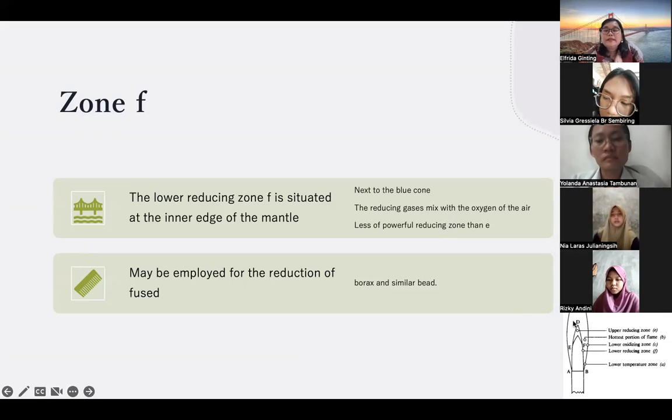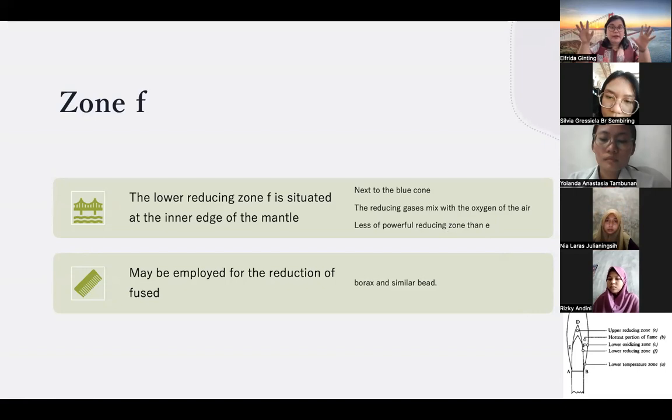Now, since this is outside, your oxygen is mixed with air. If the oxygen is mixing with air, it means the reducing ability of this F zone will be less, because the oxygen is not pure. It's already mixed with the regular air. Now, what can we test in the F? What we can test is also borax or other materials that are similar to borax.